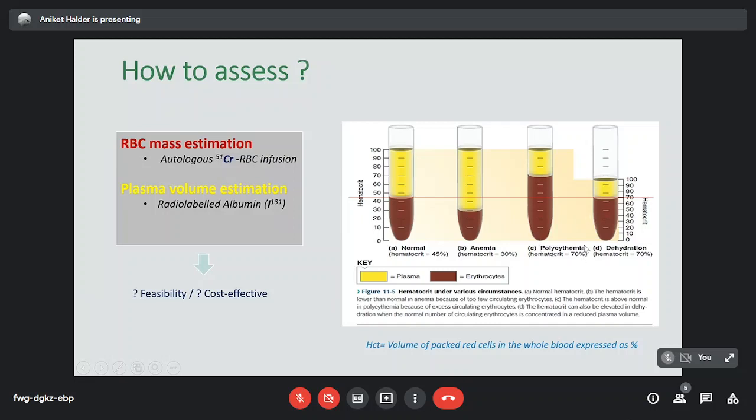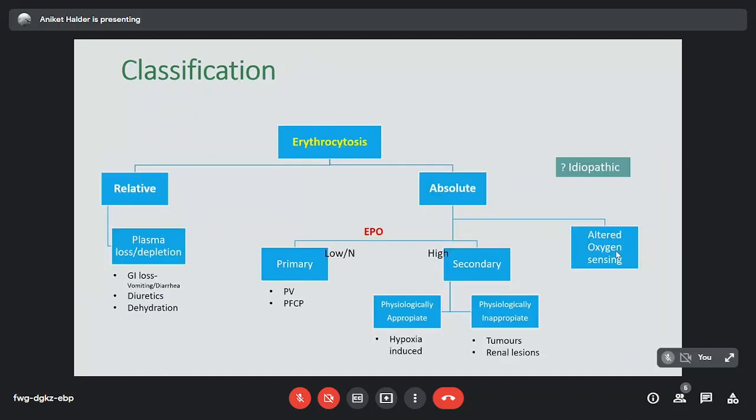It can be due to absolute erythrocytosis, in which there is a true increase in the red cell mass, causing an increase in the volume of the red cells, as seen in figure C, or it can be relative, due to a depletion of the plasma volume, resulting in a relative increase in the red cell concentration. So now, if we classify erythrocytosis, we can classify it into relative erythrocytosis and absolute erythrocytosis.